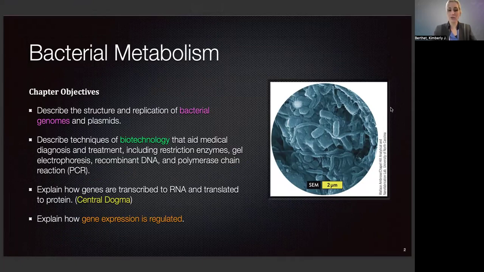And we'll look into the central dogma, how we go from DNA to RNA to proteins themselves. We'll look at gene expression regulation through the central dogma.